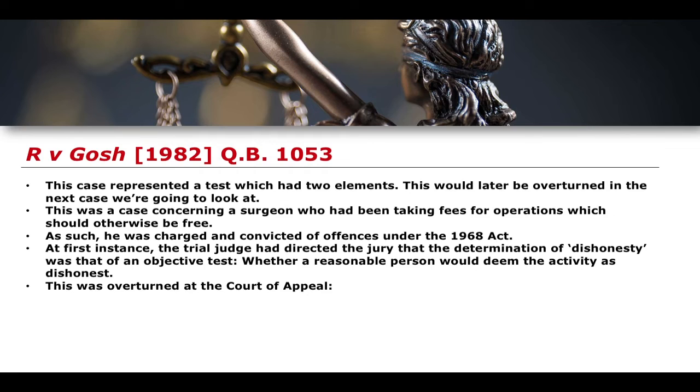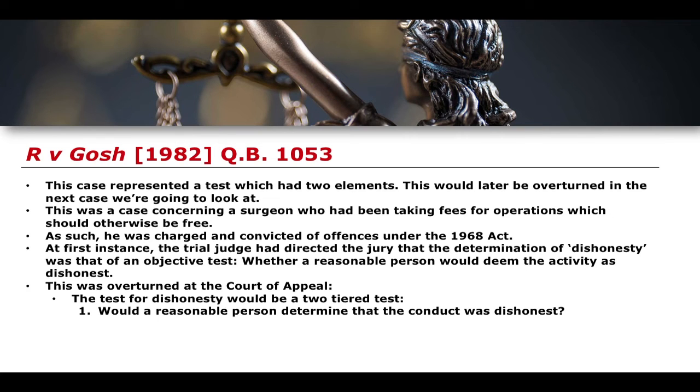This would be overturned by the Court of Appeal. The test for dishonesty, they said, was a two-tiered test. Remember, this would later be overturned in a future case. So it was a two-tiered test. Firstly, would a reasonable person determine that the conduct was dishonest?